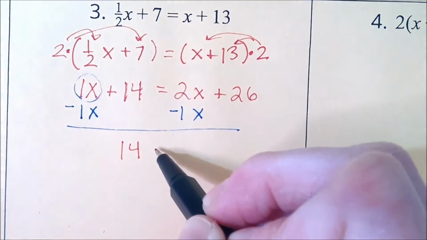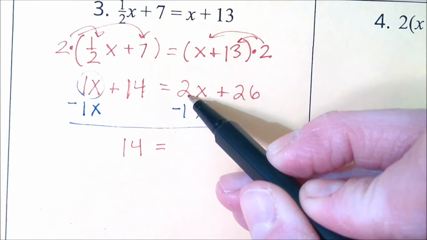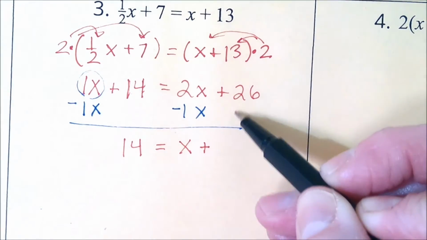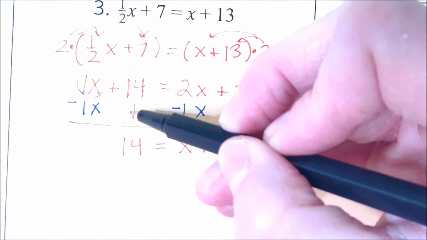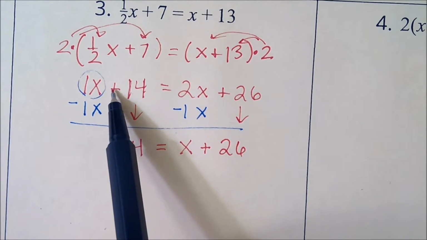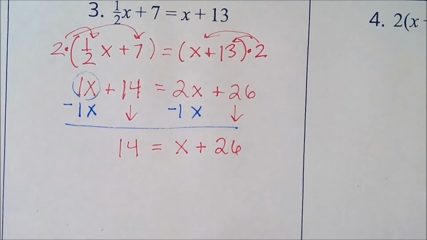And you get 14 equals 2x, and negative 1x is just x. And the 26 comes down. Don't forget these pieces that we have left here. And also don't forget the sign. If this was a minus 14, you would have to bring down a negative 14. So be very careful.